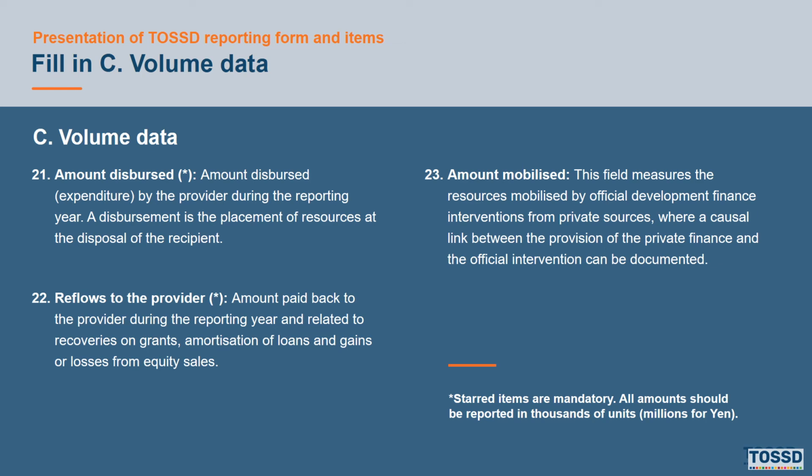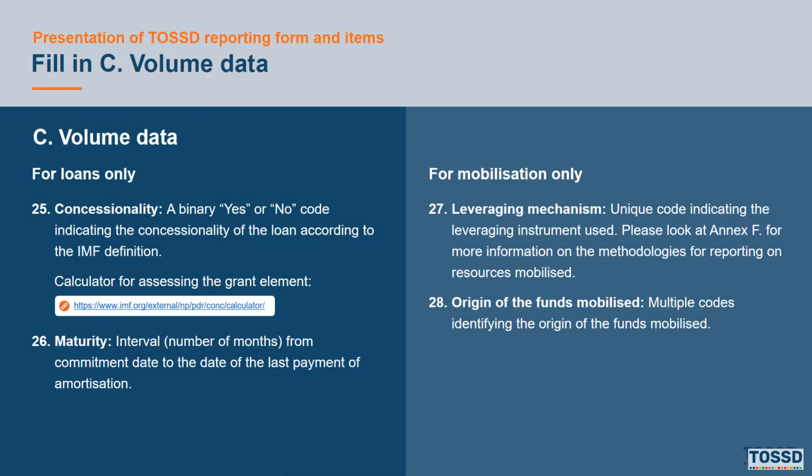In the amounts mobilized field, you should provide data on the private resources mobilized by your interventions, where a causal link can be made between the provision of the private finance and the official intervention. In addition, for loans only, you should provide information on the concessionality of the loan, using a binary code, yes or no. Concessionality in TOSSD is defined according to the IMF definition. To determine the concessionality of your loan, you can use the calculator provided by the IMF on the IMF website.